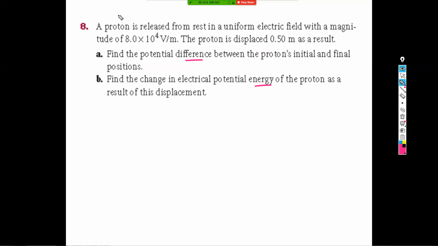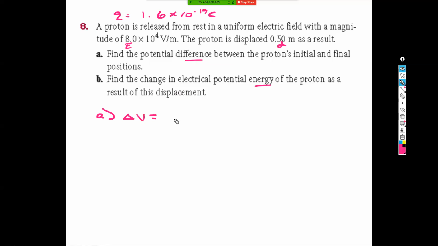A proton. So I have a charge of a proton, 1.6 times 10 to the negative 19th coulomb, at rest in a uniform electric field with a magnitude. Okay, so there's my electric field. The proton is displaced, so there's my distance. And as a result, find the potential difference between the proton's initial and final. So we're using the initial and final, reference is 0.